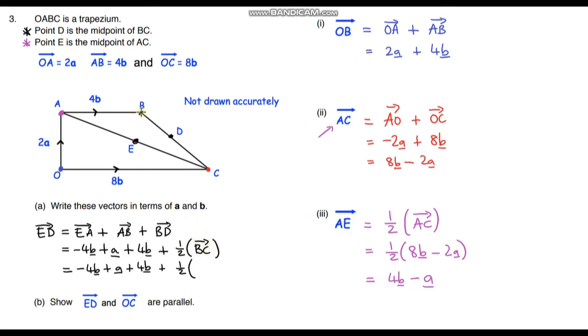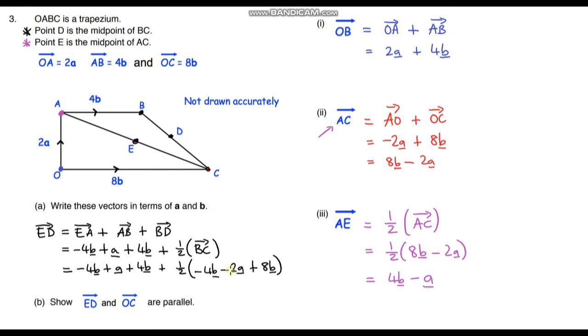Now, BC, we're going to start from here, and finish over here. So we're going to have to go all around the outside. So we're going to go from B to A, and I'm not going to write down BA, I'm just going to write down what the vectors are. So from here to here, that's going to be negative 4B. And then from A to O, that's going to be negative 2A. And then from O to C, that's plus 8B.